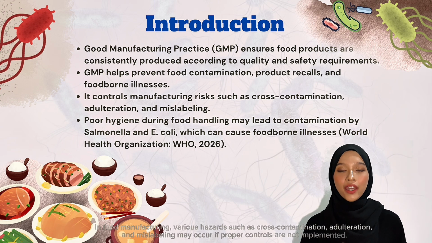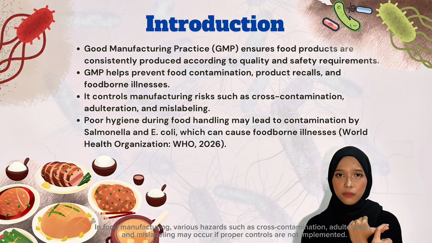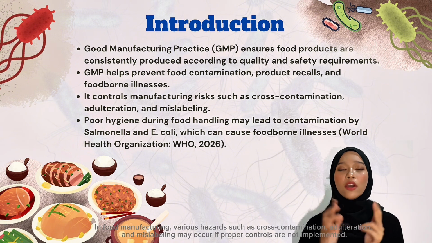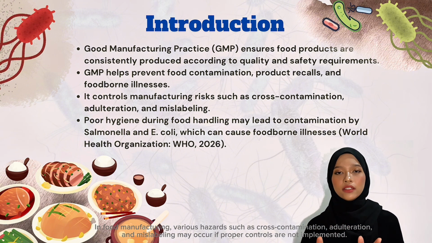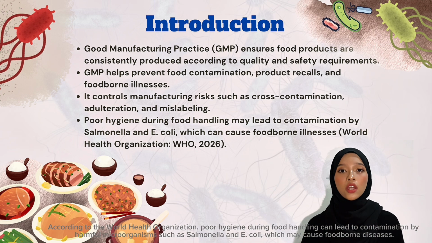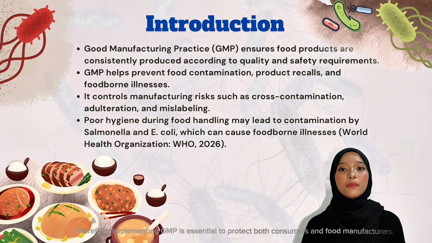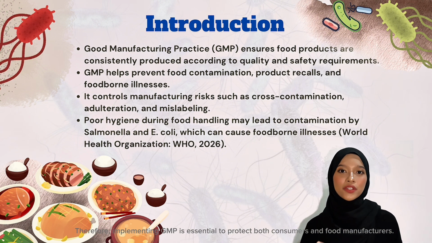In food manufacturing, various hazards such as cross-contamination, adulteration, and mislabeling may occur if proper controls are not implemented. According to the World Health Organization, poor hygiene during food handling can lead to contamination by harmful microorganisms such as Salmonella and E. coli, which may cause foodborne disease. Therefore, implementing GMP is essential to protect both consumers and food manufacturers.